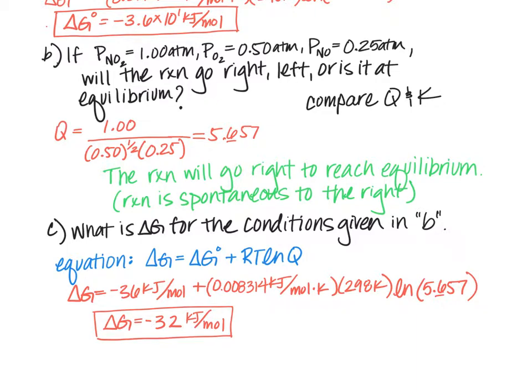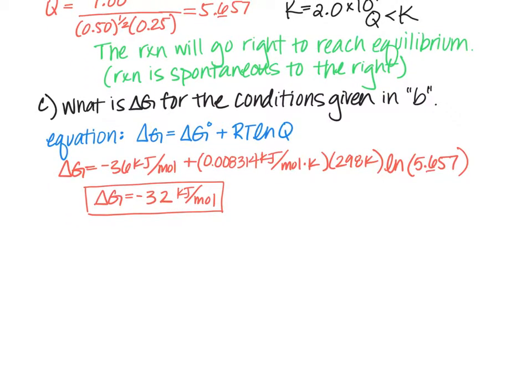So what does this mean? Although I didn't ask in part B for this much explanation, I did ask if the reaction will go right, left, or if it is at equilibrium. So because K equals 2.0 times 10 to the 6th, K is greater than Q. It's an ugly Q. K is greater than Q. So that means that the reaction is spontaneous to the right, or the reaction will go to the right to reach equilibrium. Okay, lastly, we're going to look at part C.